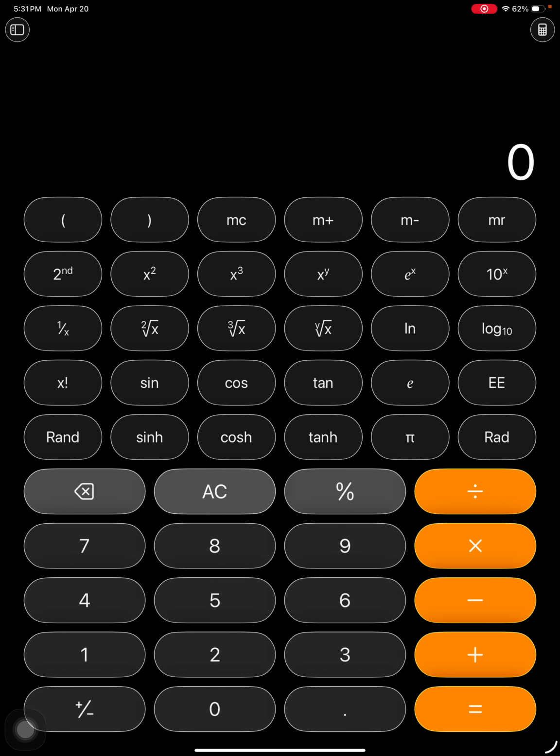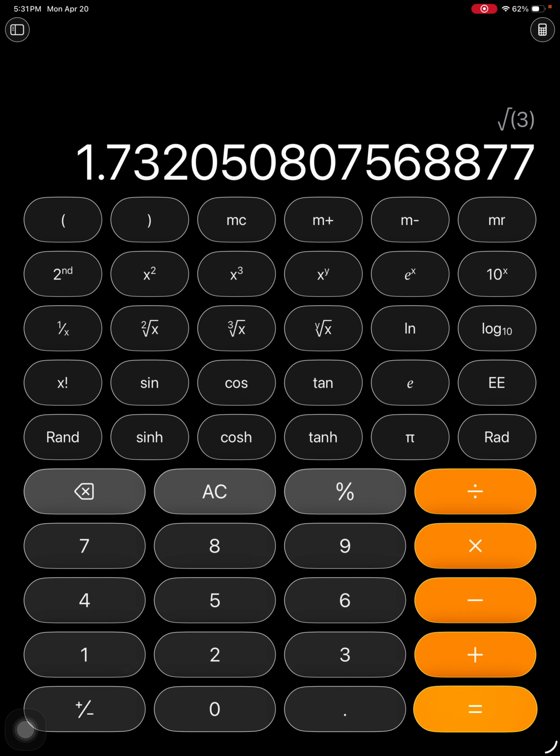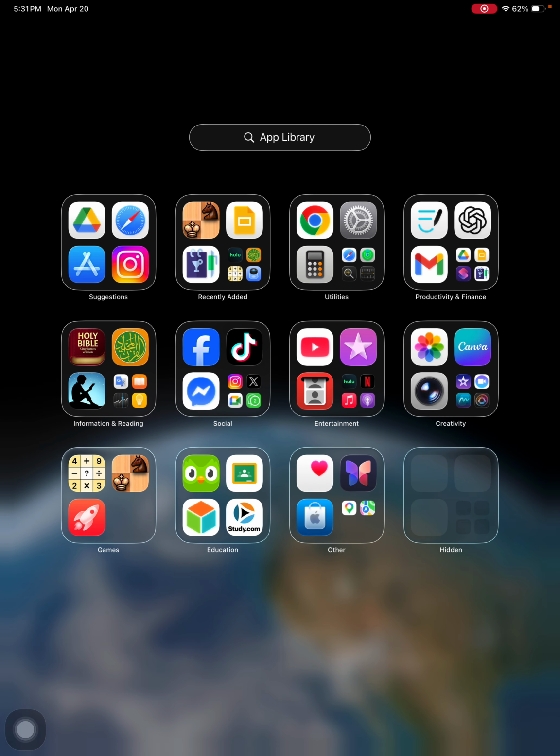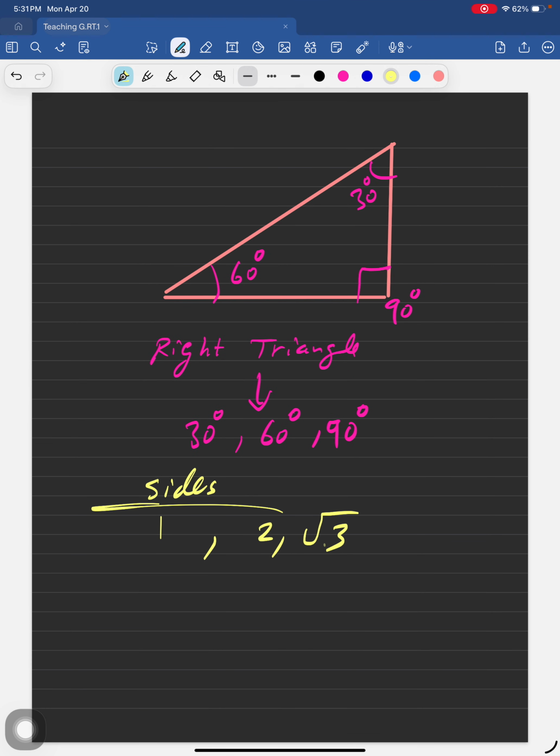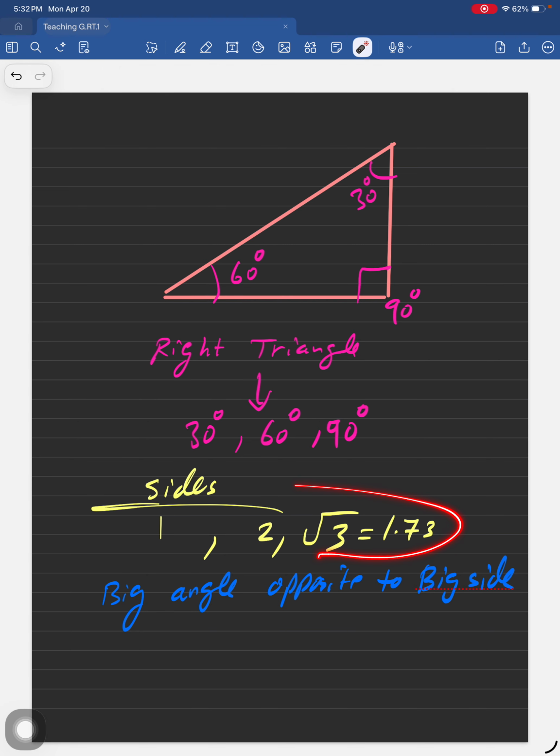So if we are taking the square root of 3, remember that it's about 1.73. So the square root of 3 is about 1.73. And the rules say that big angle is opposite to big side. So if we compare the numbers together, we can find that 2 is the biggest number.